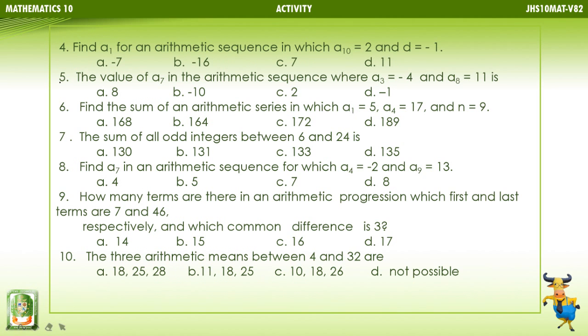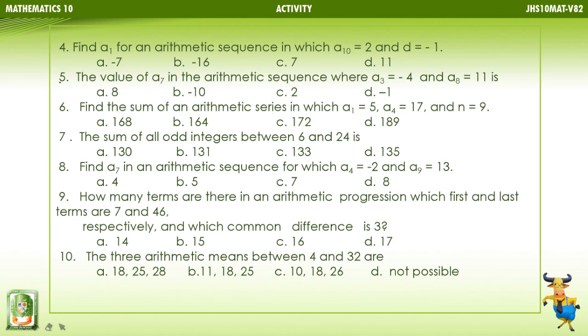4. Find a sub 1 for an arithmetic sequence in which a sub 10 equals 2 and d equals -1. A. -7. B. -16. C. 7. D. 11. 5. The value of a sub 7 in the arithmetic sequence where a sub 3 equals -4 and a sub 8 equals 11 is A. 8. B. -10. C. 2.